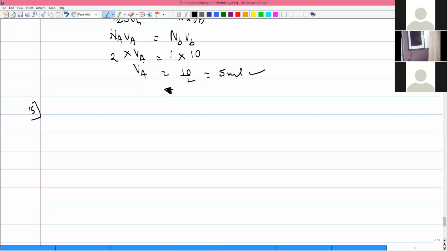15. In the solution, concentration of calcium chloride is 5 molarity. Concentration of magnesium chloride is 5 molality. If specific gravity of the solution is 1.05, concentration of chloride in the solution is how much? Specific gravity, acha concentration of chloride nikalne ka.